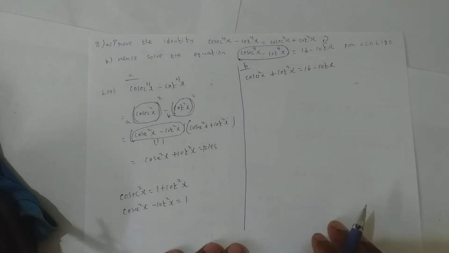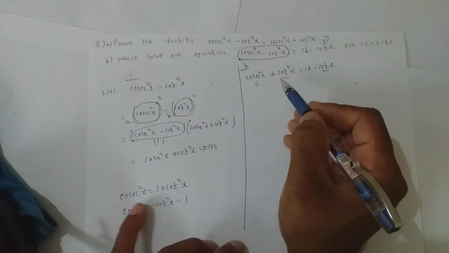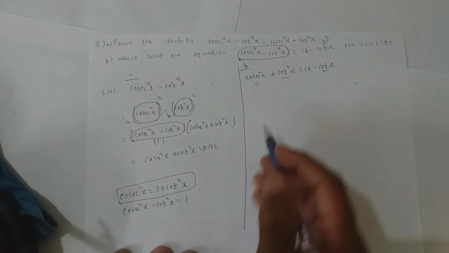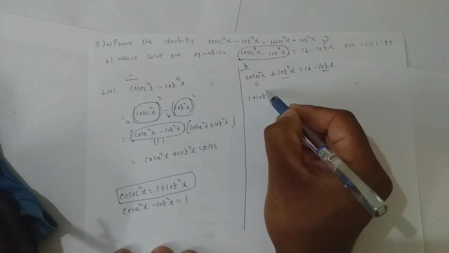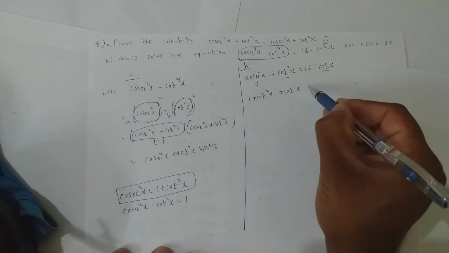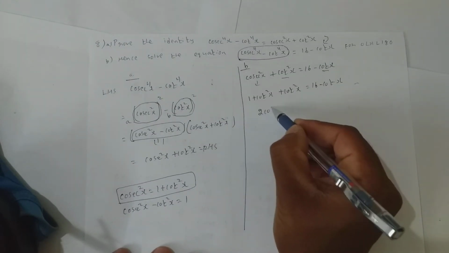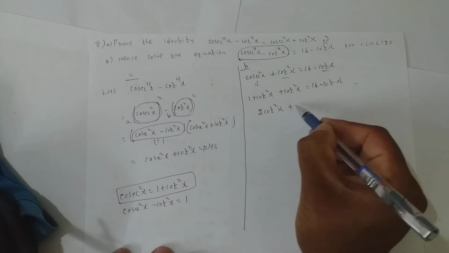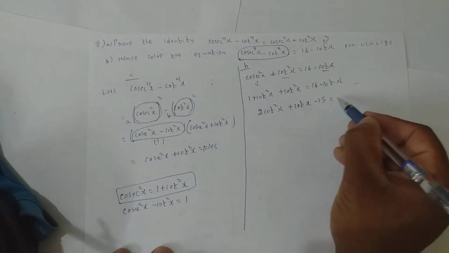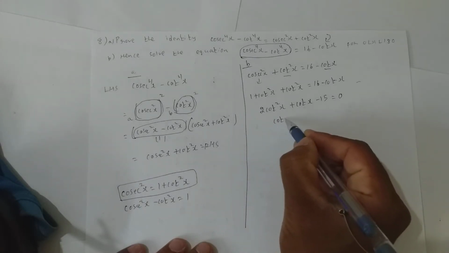So what shall I change? Cot. So I leave cot, I change cosecant. Cosecant square x equal to 1 plus cot square x, as we already know. So in place of cosecant square x, place 1 plus cot square x, and the rest as it is, you write. So cot square x plus cot square x is 2 cot square x. This cot x comes here, plus 16 will come here, and minus 1 makes it minus 15.